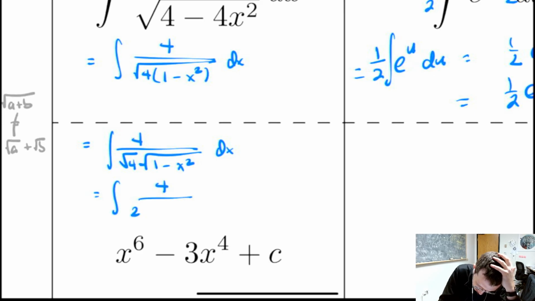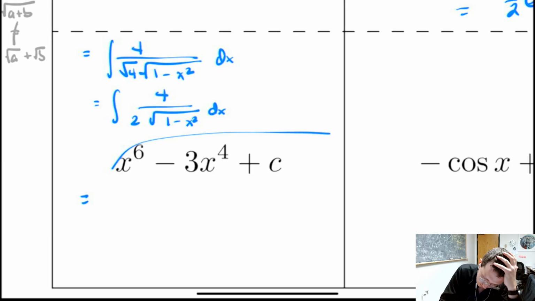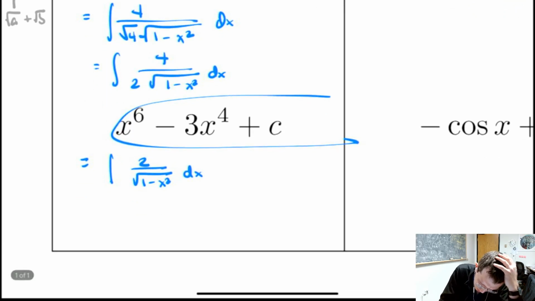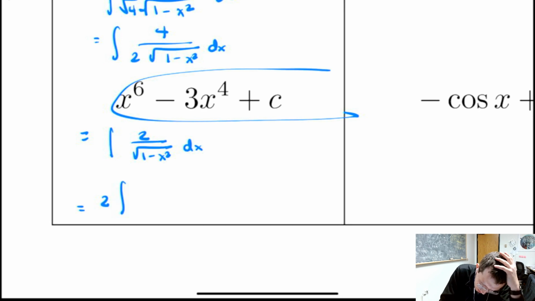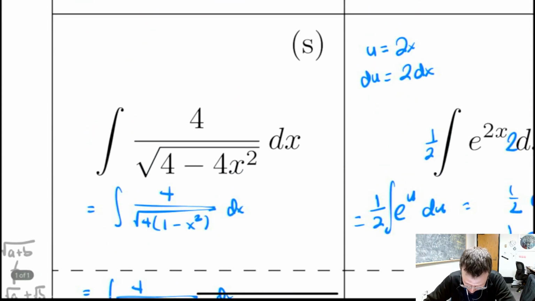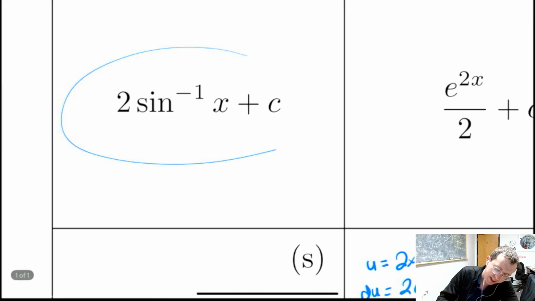So the square root of 4 is 2. I end up with 2 over root 1 minus x squared. We can even pull that 2 outside of the integral because it's a constant. And we're going to end up with 2 arc sine of x plus c. Two arc sine of x plus c.